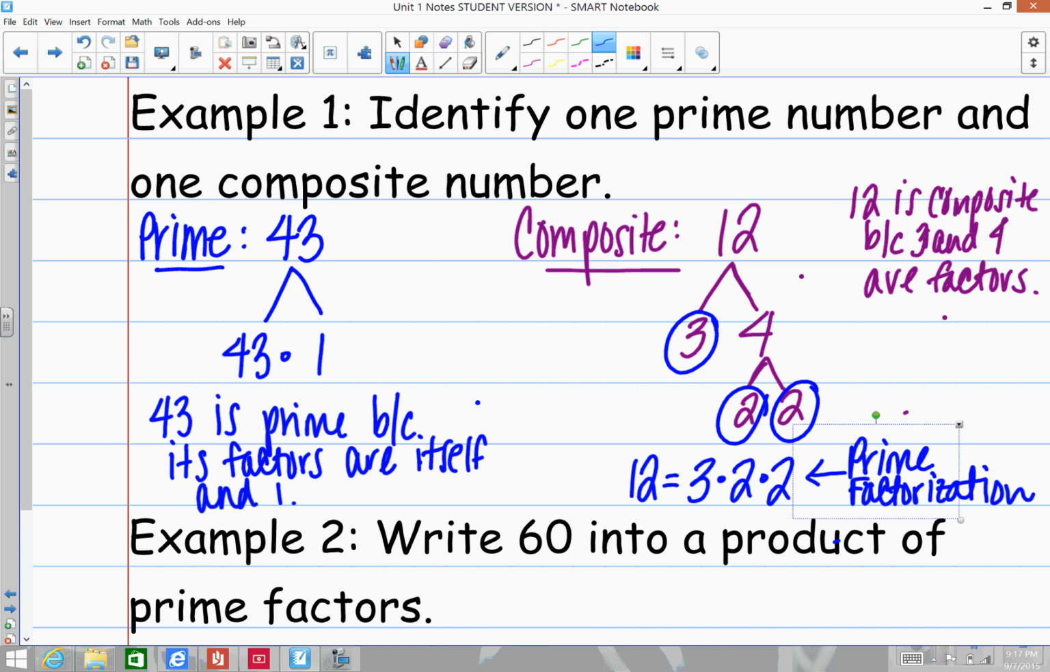So that's what we're going to look at on the next one here. So you can take any composite number and always rewrite it as a product of its primes. And basically, you just have to get down to the primes, knowing it's a prime number by saying, okay, well, it only has factors of 1 and itself.